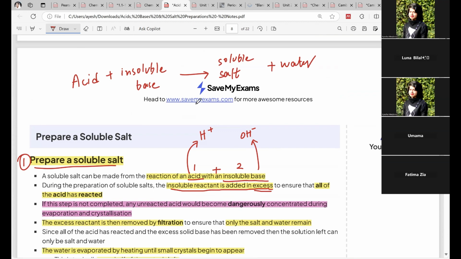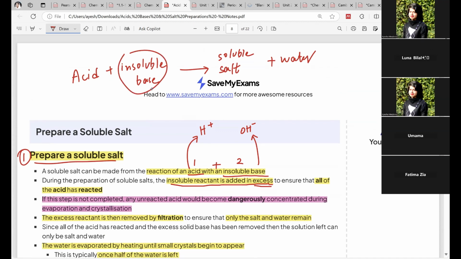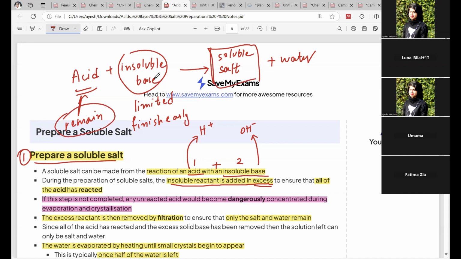Now, we are going to take this insoluble base in excess. Let's say you don't take it in excess. If you take it in limited form, limited means it is going to finish early. There will be some acid remaining inside. So then, when you perform the whole experiment, you will get the salt at the end, and this remaining acid is there too.